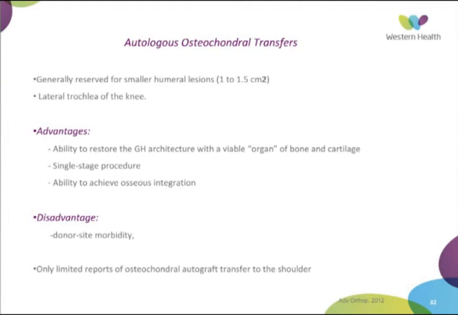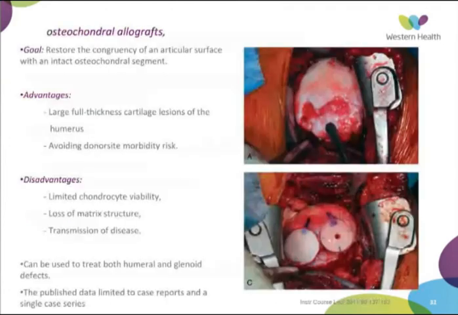There isn't much data in the literature about it. It's just limited to case reports and case series as far as I know. The other option is osteochondral allograft. The aim of it is to restore the congruency of the articular surface. It's good for large full thickness cartilage lesions on the humerus, and because it's an allograft, there is no donor site morbidity.